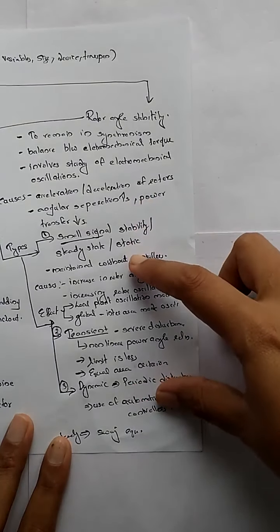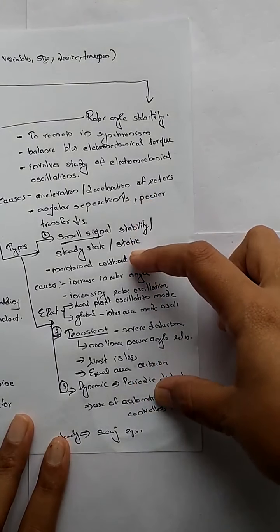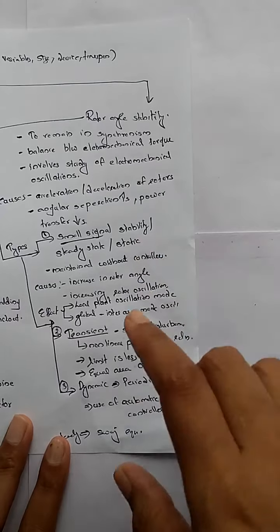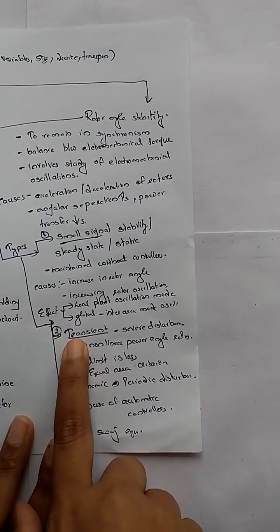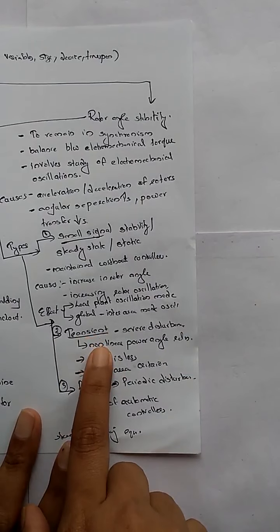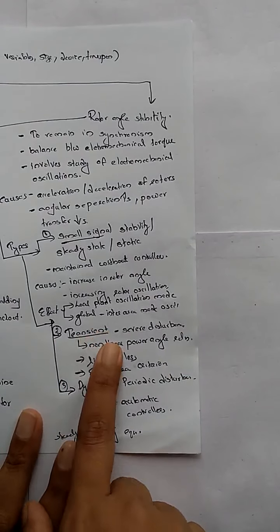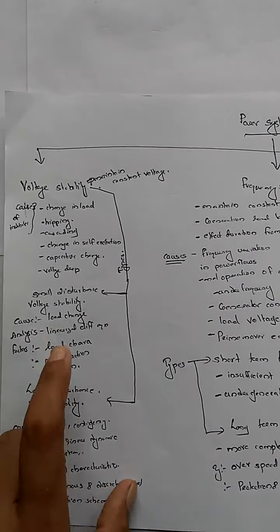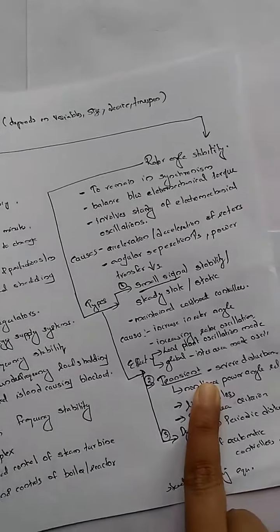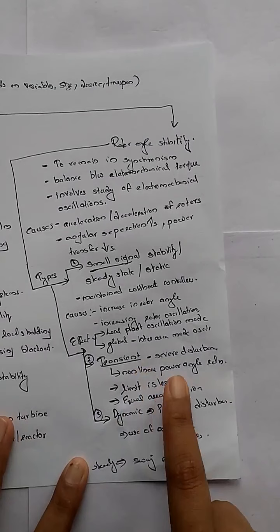Okay, so these two can be studied with the help of our swing equation, which we will be discussing in our next lecture. Okay, and the other part is the transient stability problem. That is, it happens due to a severe disturbance, like what we have discussed here also. This is a large disturbance. Similarly, this also depends on a large disturbance.